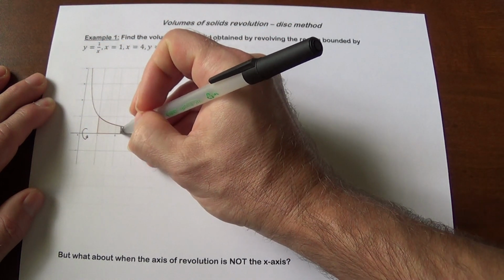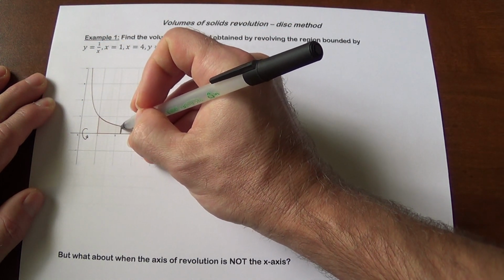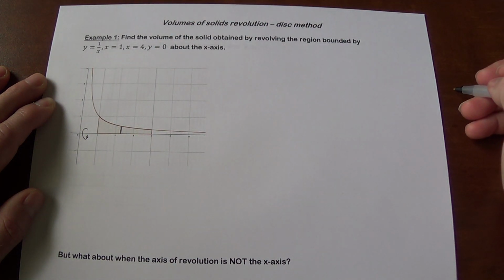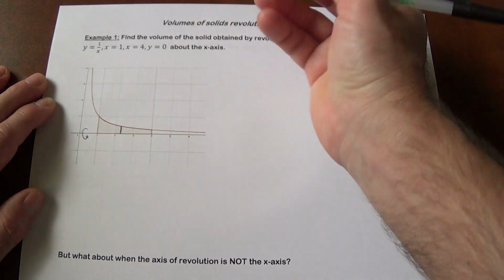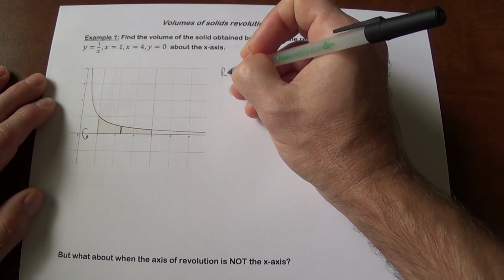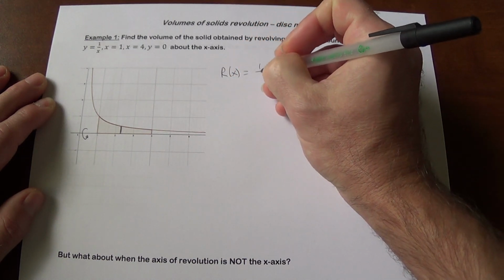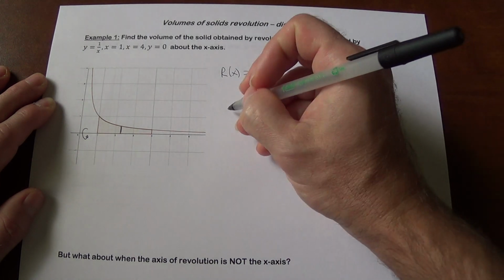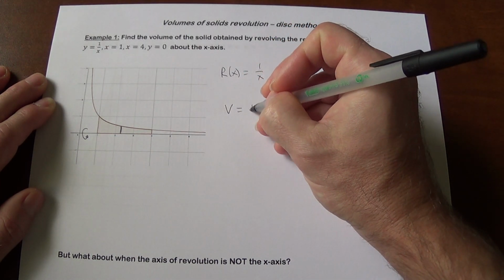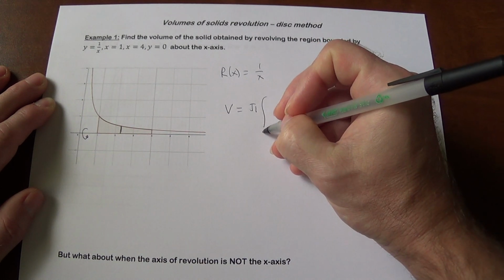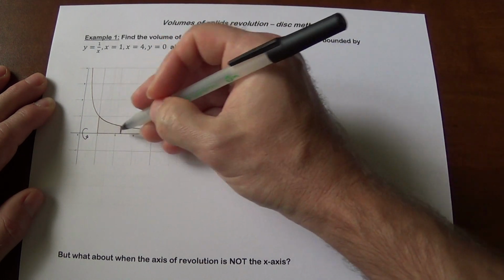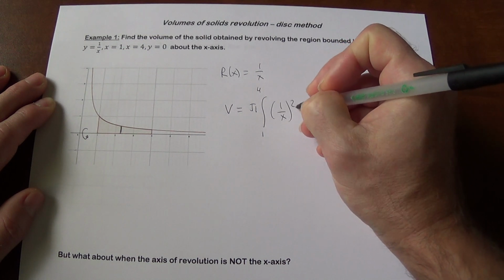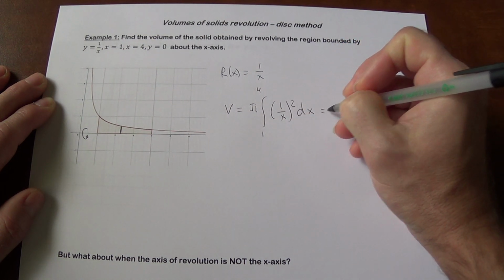So the distance between the axis of revolution and the curve, which in this case is going to be the function itself, correct? Because that's precisely what the height is going to be. So the radius function here is going to be 1 over x. And now we can set this up to find the volume. Pi times the integral from 1 to 4, these are the boundaries, of our radius function squared dx.